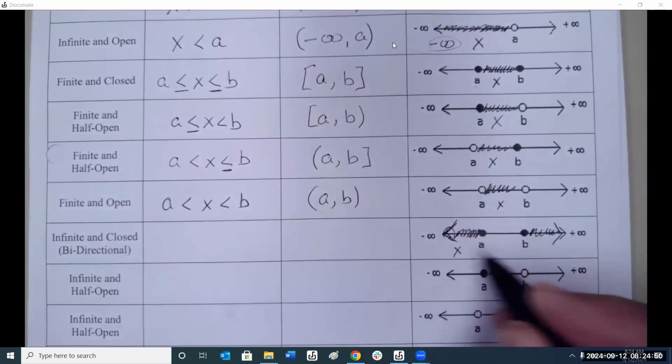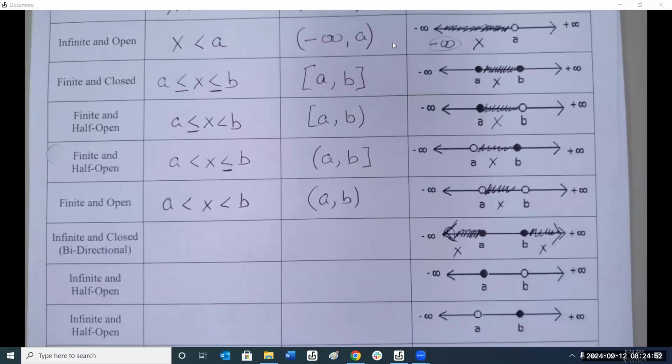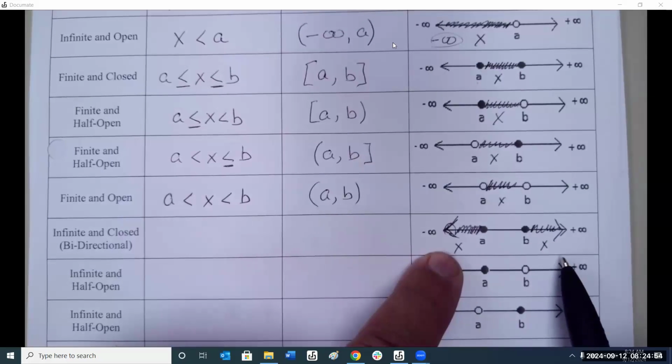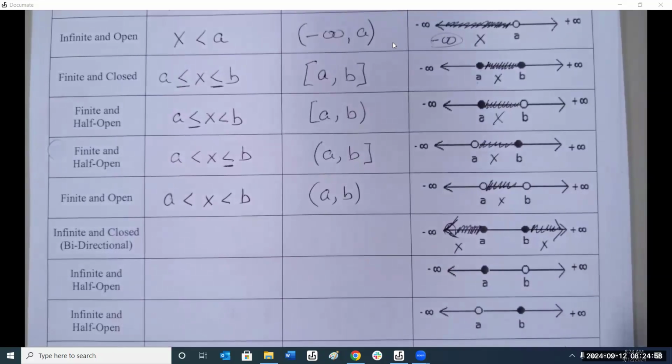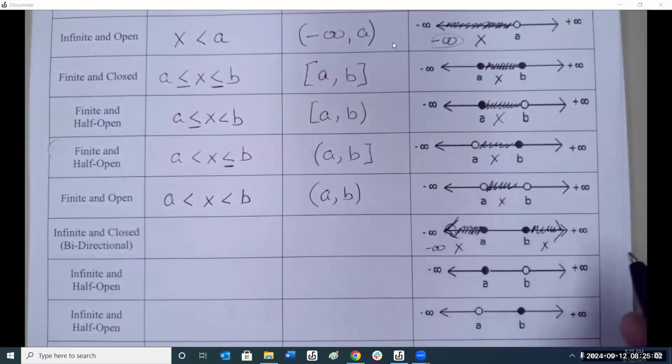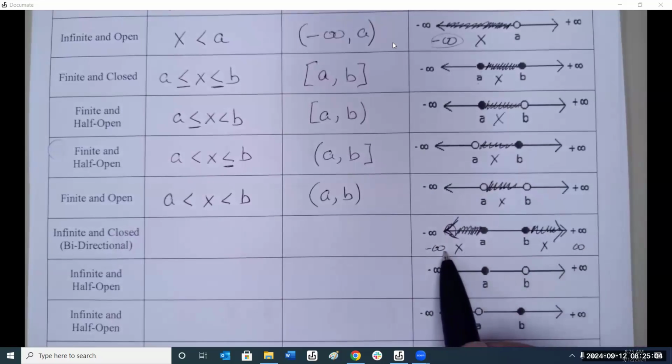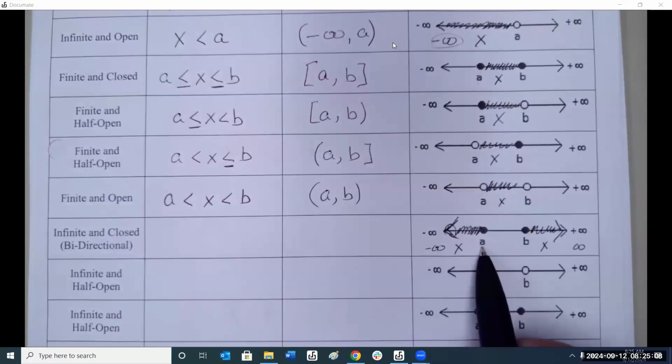So these are my x's. They're at both ends. They're going to infinity and negative infinity from those points. So we have two statements. On this side, it goes from negative infinity to a. So how do we write that in set notation?